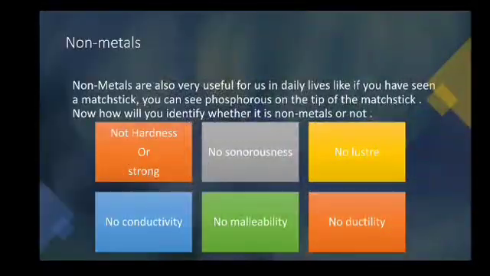Now next are non-metals. Non-metals, as you can guess by the name, are not hard. They don't have sonorousness, no luster, no conductivity, no malleability, no ductility, as you can guess by the names. Now, if you ask me for an example of a non-metal, then the phosphorus you see on the matchstick is a good example of a non-metal.